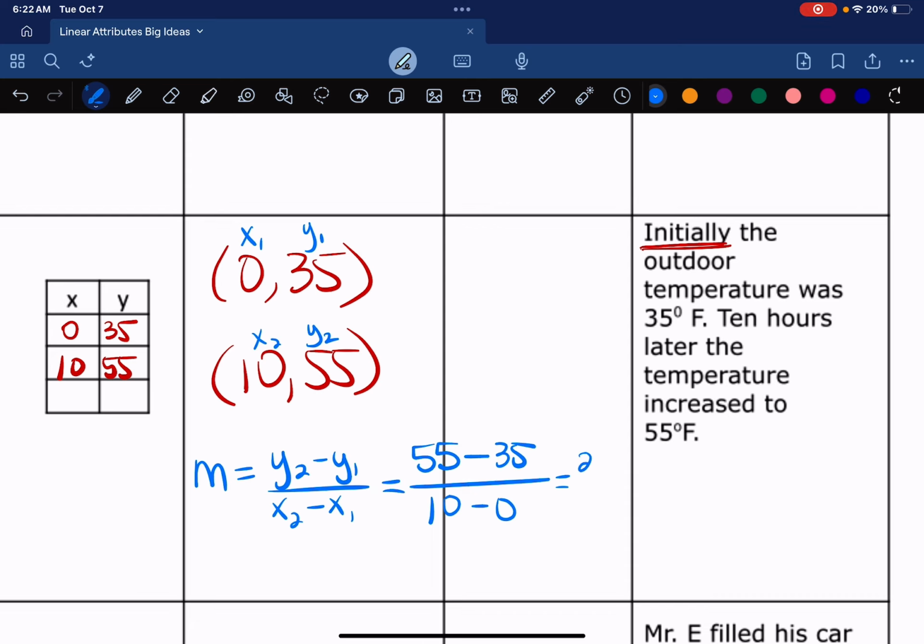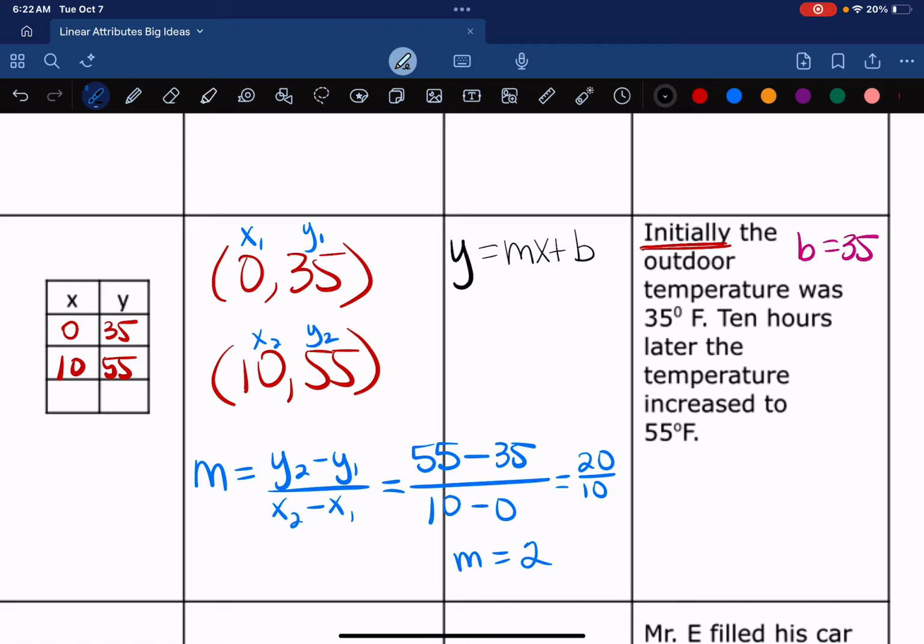55 minus 35, that gives us 20. And then 10 minus 0 is, of course, 10. So we know our slope value, 20 divided by 10, is just 2. We also know that our initial value, that's our b value, was 35. So we can write this equation in y equals mx plus b form. So this is just y equals, the slope we found was 2, and then we always have our x variable next to slope, and our b value was 35. So y equals 2x plus 35.